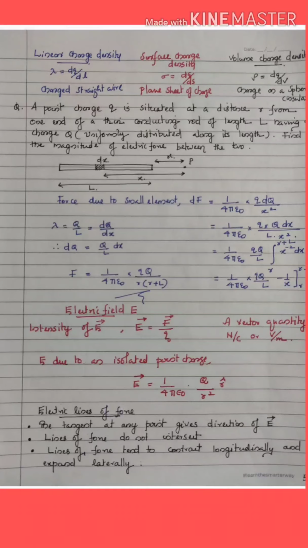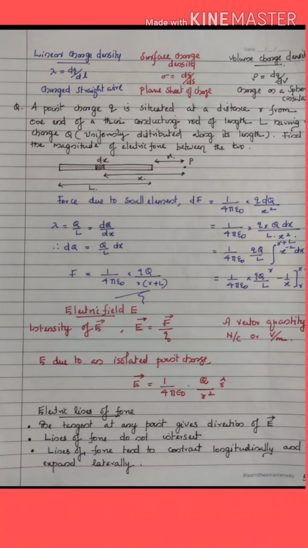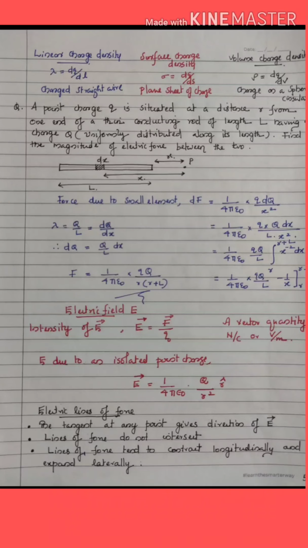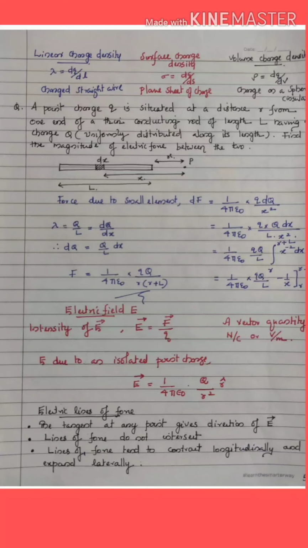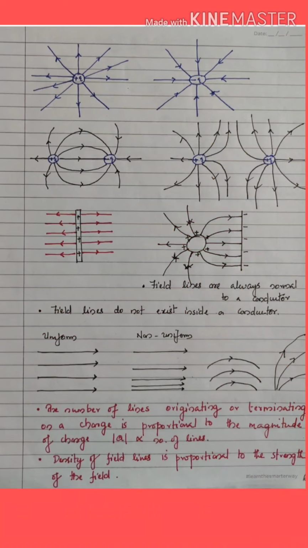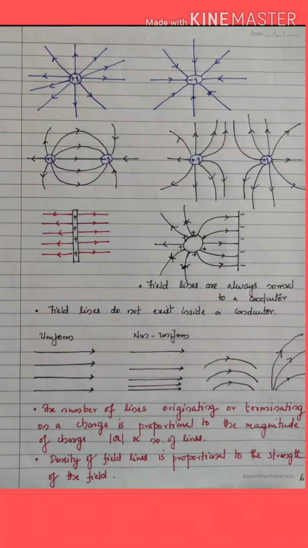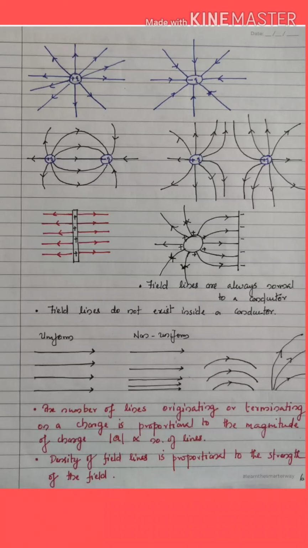See the electric lines of force, a very important concept. The tangent at any point gives the direction of the electric field. The lines of force do not intersect, because if they intersect, then at that particular point two directions would be possible, which is not possible. The lines of force tend to contract longitudinally and expand laterally. Look at the electric field lines for some configurations. For a plus Q charge it is radially outward, for minus Q it is radially inward, and for a plus Q, minus Q dipole, look at the configuration.